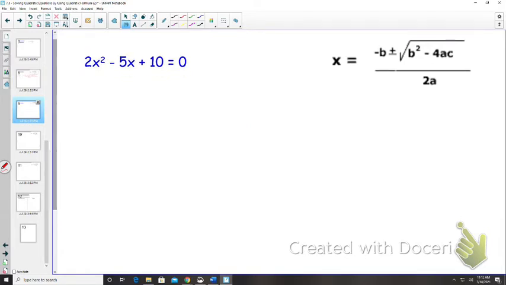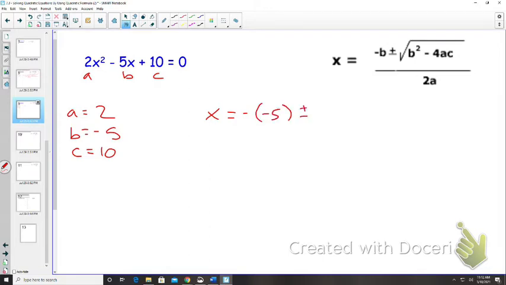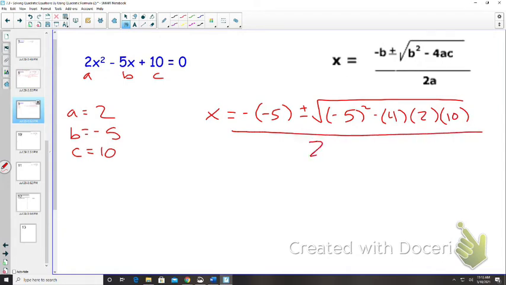A, B, C. So my A value is 2. My B value is what? Negative 5. And my C value is positive 10. Now we've identified A, B, and C, so let's put it into our quadratic formula. So x is equal to negative, what my B is, so negative times negative 5, plus or minus the square root of B squared, so negative 5 squared, minus 4 times A times C, all divided by 2A, so 2 times 2.